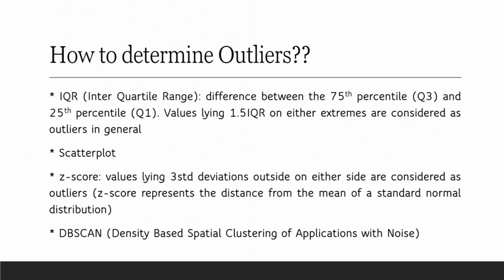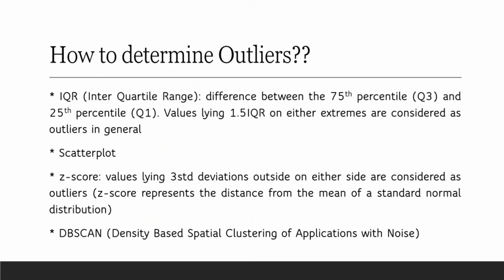Let us understand now how do we determine outliers. The first and foremost technique to identify outliers is using IQR. IQR means interquartile range. You must have read about percentiles, right? The difference between the 75th percentile and the 25th percentile of a data distribution is known as the interquartile range, and any data point which is lying 1.5 times the IQR on either extreme is an outlier.